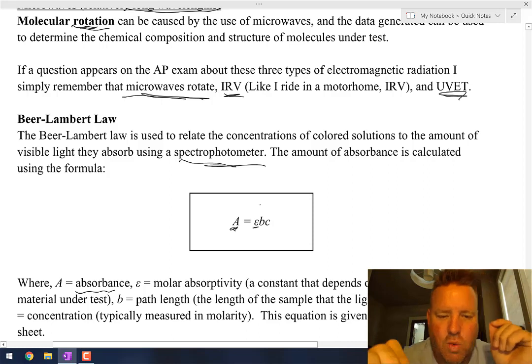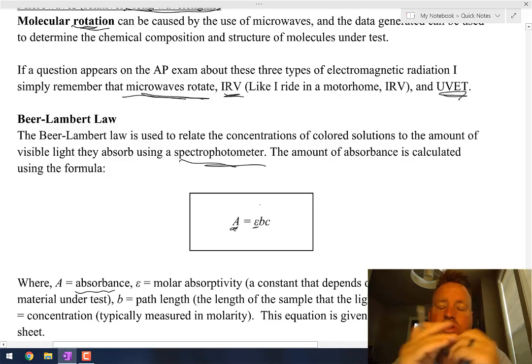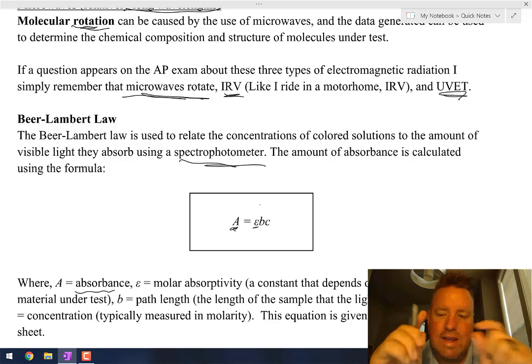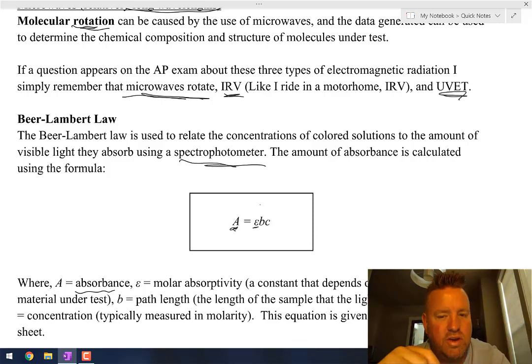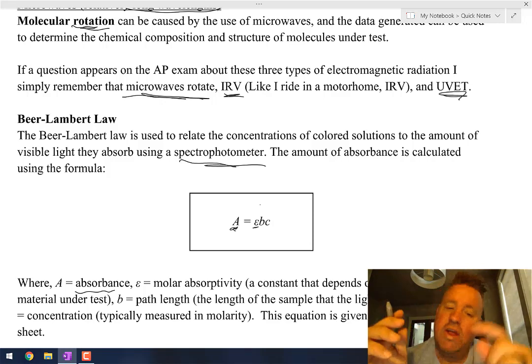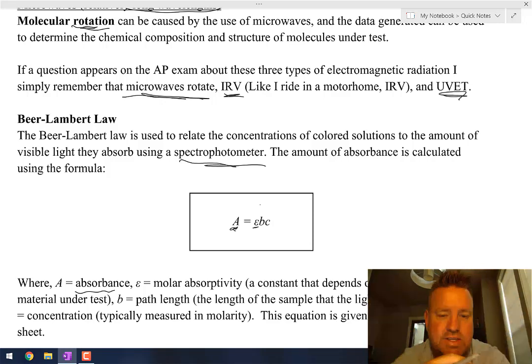First of all, there's that weird looking symbol here, and that is just a constant, similar to the gas constant. It does depend on the nature of the material under test, which means it can vary depending on what the substance is that's in the test tube, or the cuvette, as it's called.